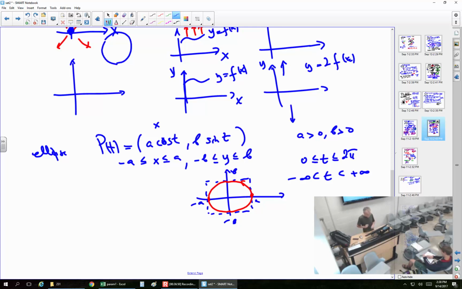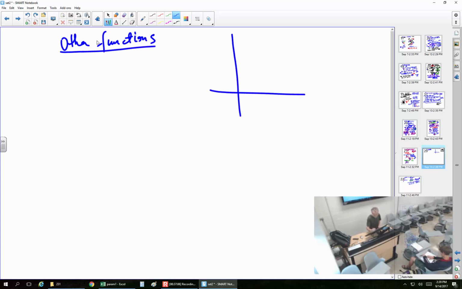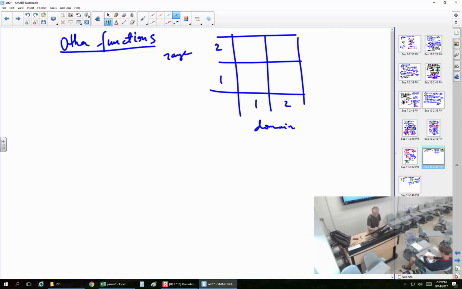Okay, so these are the parametric curves. Let me just do a very quick preview of what we can do with other functions. Other functions meaning, if you remember that table that I made of the domain and range: domain, dimension 1 and 2, range, dimension 1 and 2. This is just functions, calculus 1. This is what we've just been talking about, parametric curves.